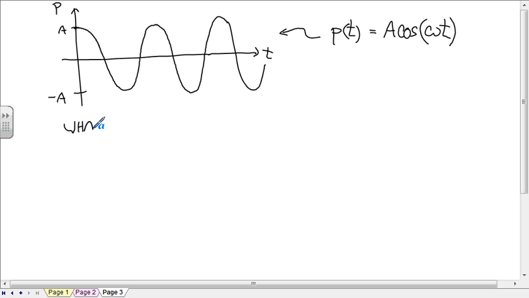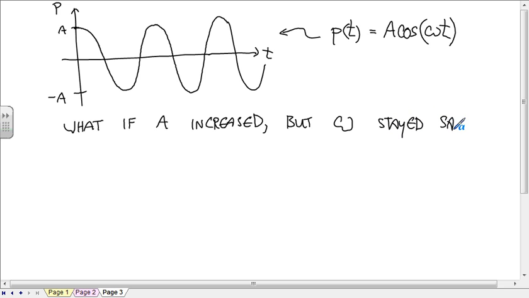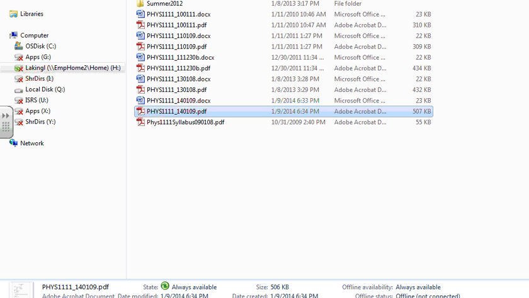let me write this down first. What if A increased, but omega stayed the same? So let me show you a graph here.